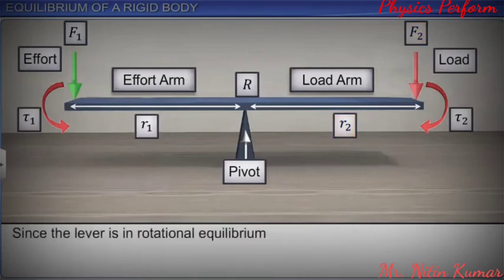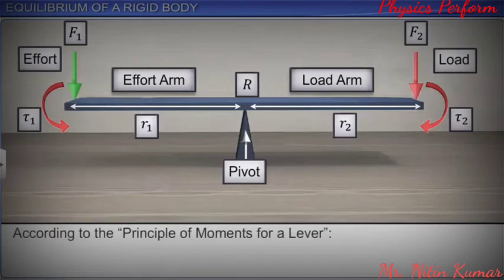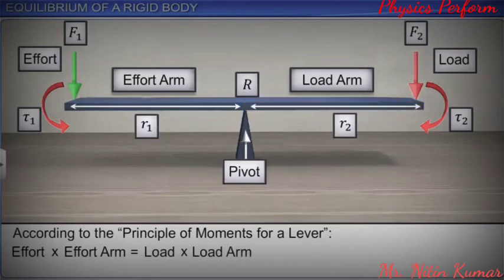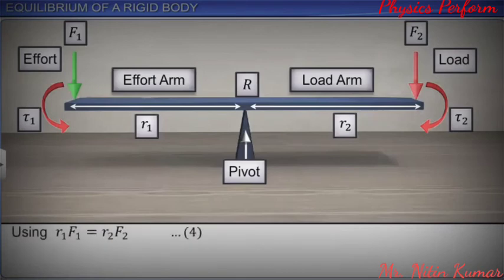R1 F1 is equal to R2 F2. Equation 4. This means, for a lever, effort into effort arm is equal to load into load arm. This statement is known as the principle of moments for a lever. Equation 4 can be used to find the mechanical advantage of a lever. Mechanical advantage is equal to effort arm by load arm.